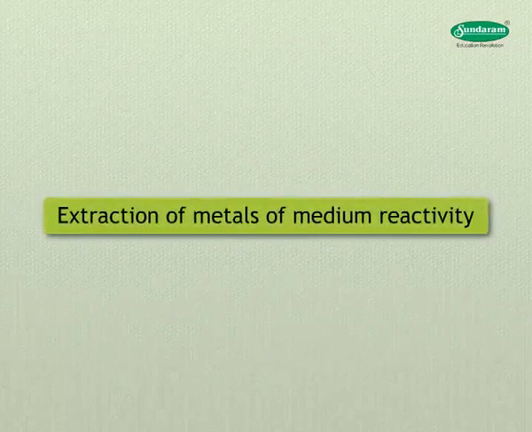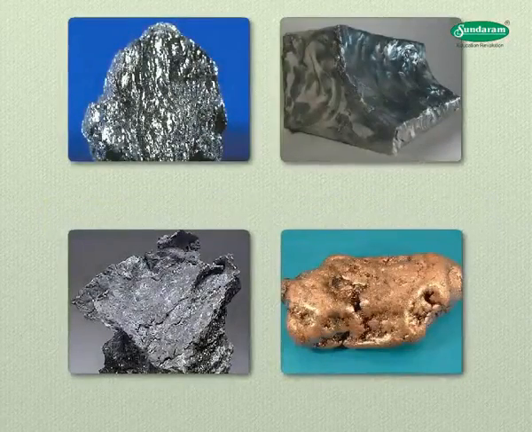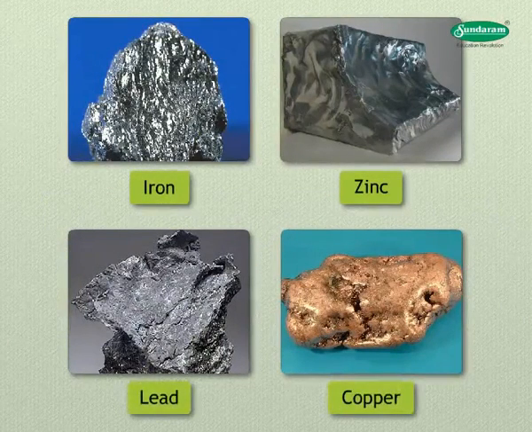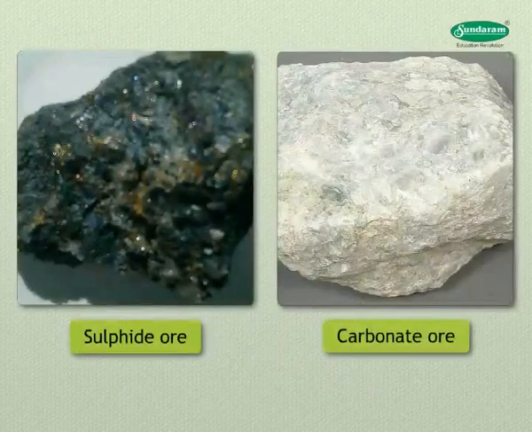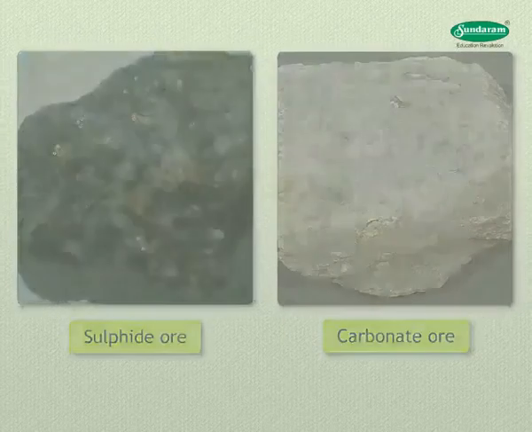Extraction of metals of medium reactivity. The metals in the middle of the activity series, such as iron, zinc, lead, copper, etc., are moderately reactive. These are usually present as sulfides or carbonates in nature. It is easier to obtain a metal from its oxide as compared to its sulfides and carbonates.